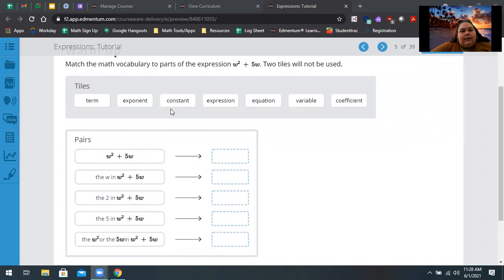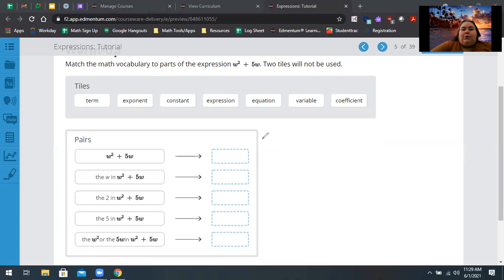So here we have some vocabulary words so we can go over. Keep in mind, a term is pretty much the broken pieces, or for example, let's use the actual problem right there, w squared plus 5w. This expression right here has two terms. This is considered one term. This is another term. So that's 1, 2. Another example for a term would be like 3x minus 1. This is considered a term. This is another term.